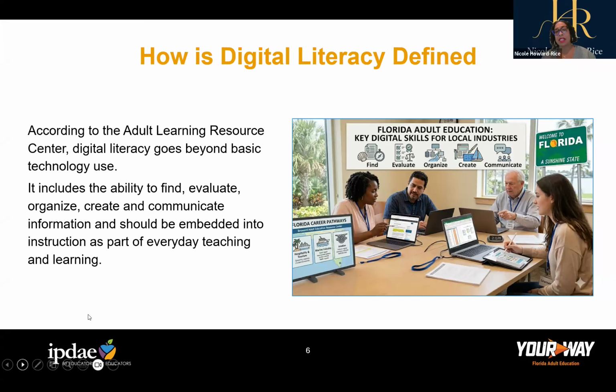So, how is digital literacy defined? We're going to talk about how it reads, and then we're going to talk about how it's defined in your classroom, because that's really where it matters. According to the Adult Learning Resource Center, digital literacy goes beyond the basics of technology use. It includes the ability to find, evaluate, organize, create, and communicate information and should be embedded into instruction as a part of everyday teaching and learning. That's the text version of that definition.